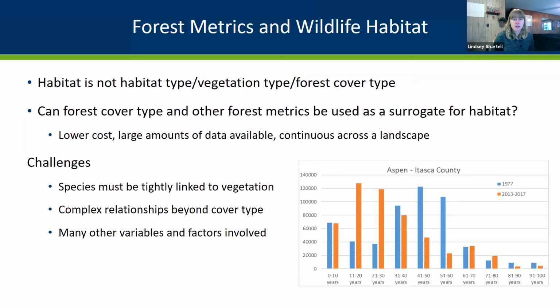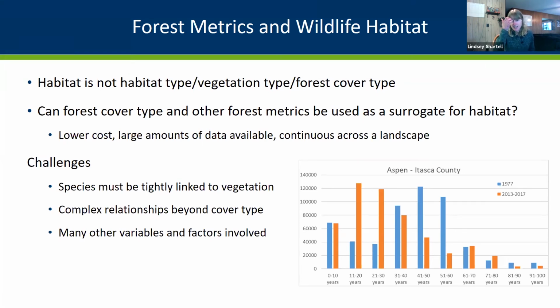Forest cover type is a low-cost metric. There's lots of data available already, and it can be continuous across the landscape. However, there are many challenges and assumptions that must be acknowledged. Species must be tightly linked to the vegetation. This is often not the case because there are usually complex relationships to variables beyond cover type, both forest metrics and other factors.